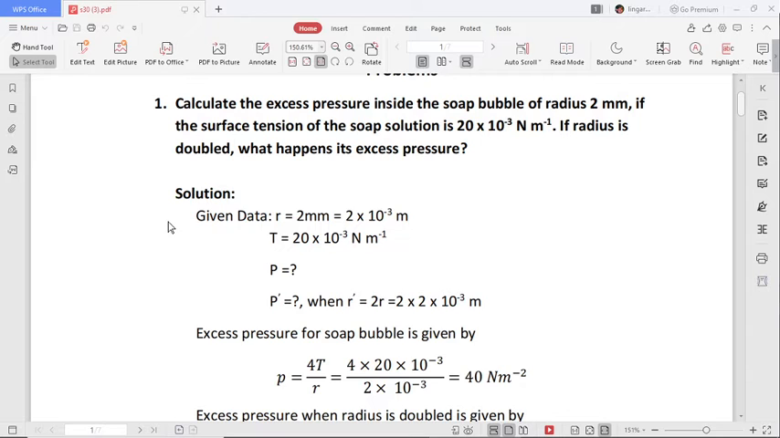R, radius, is 2 mm. Usually in problems they give values in MKS or CGS units, and we have to convert all of these into SI units. So R is equal to 2 mm, which is 2 into 10 to the power minus 3 meter. Then T is given in Newton per meter, so it is directly in SI unit: 20 into 10 to the power minus 3 Newton per meter. We have to calculate the pressure, and then when R is doubled.